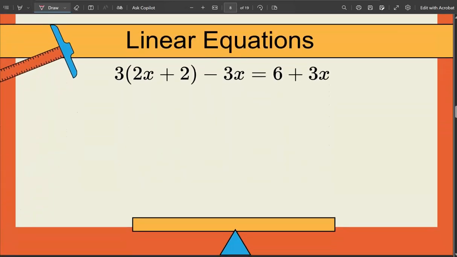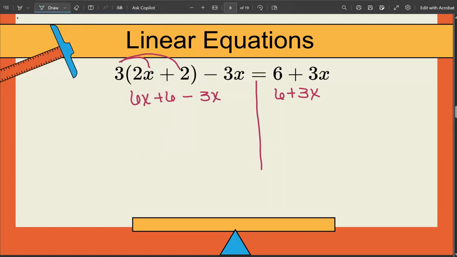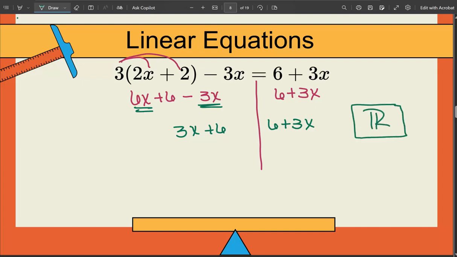So let's see here. I've got 6x plus 6 minus 3x is equal to 6 plus 3x. So I distributed. Now I'm going to combine like terms. I get 3x plus 6 is equal to 6 plus 3x. So some of you might recognize that this right here is going to be all real numbers because it's the exact same thing. Those two things are in fact equal.